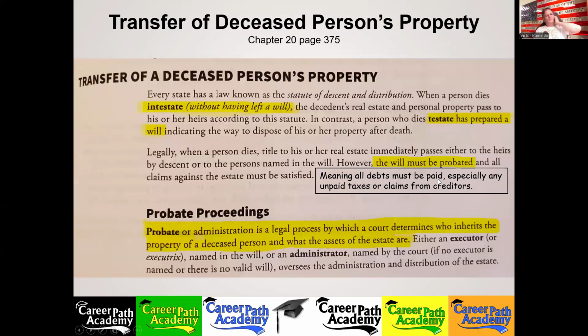Okay, so transfer of a deceased person's property. Intestate means you did not have a will. Testate means you did have a will. So here's where you can highlight that. And also that wills must be probated. And then I wrote an explanation of what that means here, meaning all debts must be paid, especially unpaid taxes or claims from creditors.